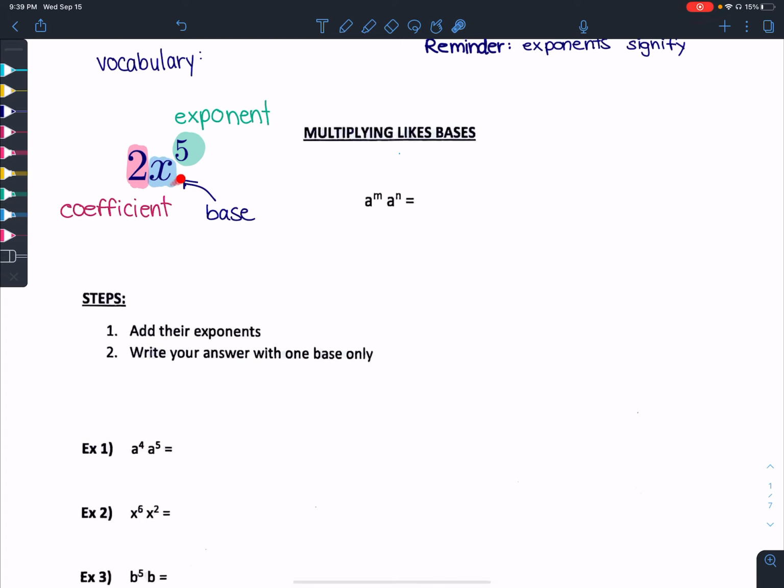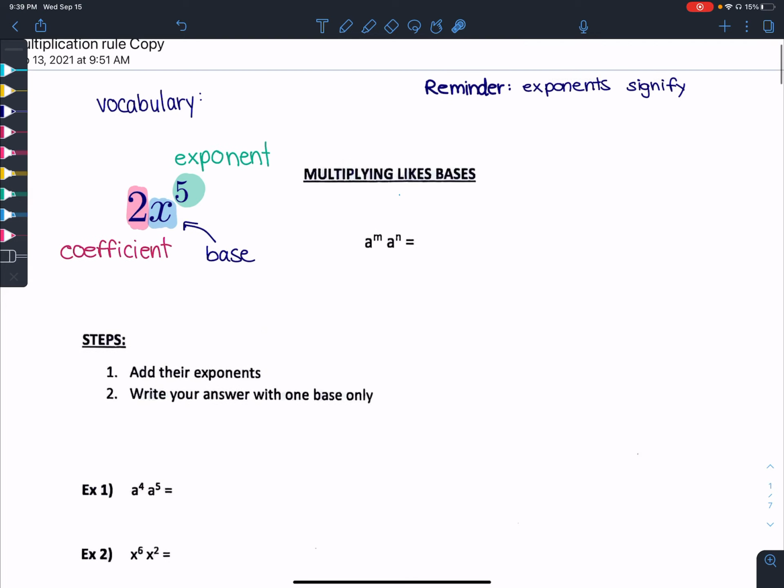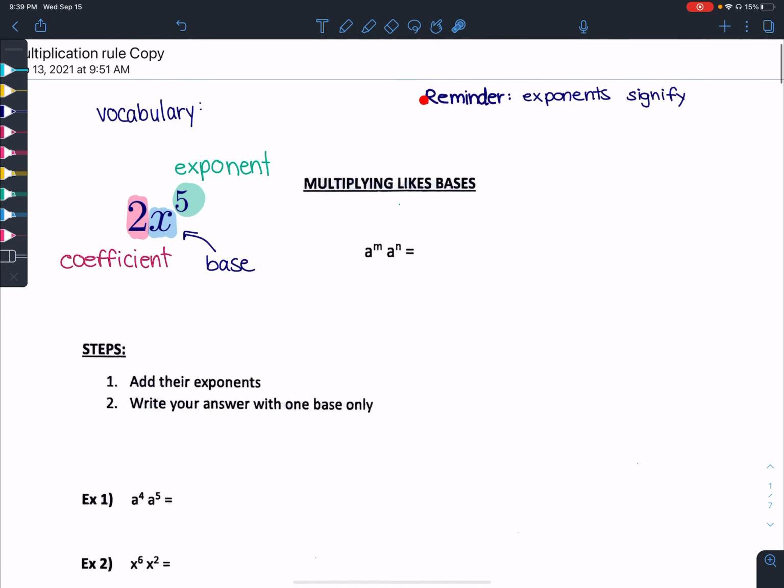A base doesn't always have to be a variable. It could also be a number. The base just refers to what the exponent is on. Okay, so another reminder, exponents signify a repeated multiplication.